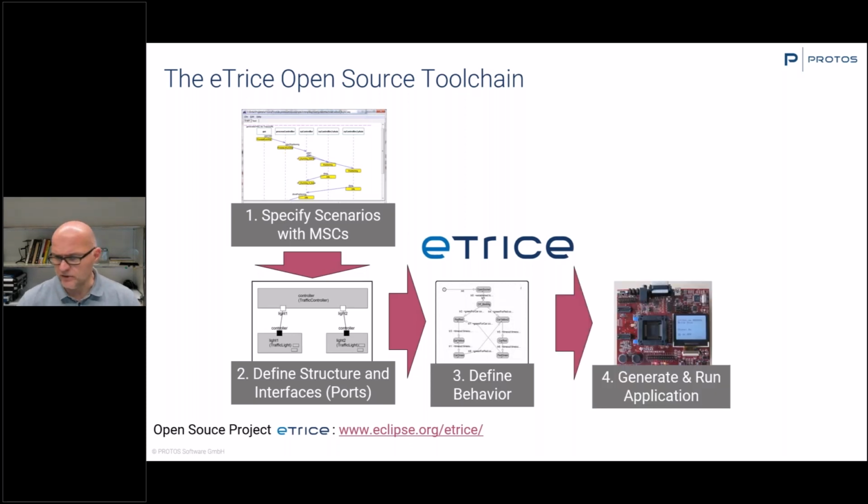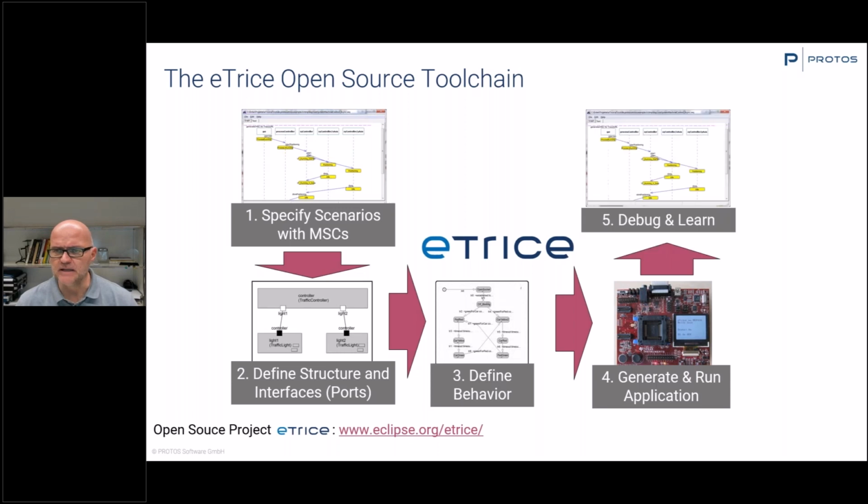And then you generate the code, you run the application on your target or on your Windows development PC or Linux or whatever. And then you debug and learn, and you debug on the same abstraction level where you define the architecture and for structure and behavior. And then you iterate and learn. So that's a very, very fast and closed process here.